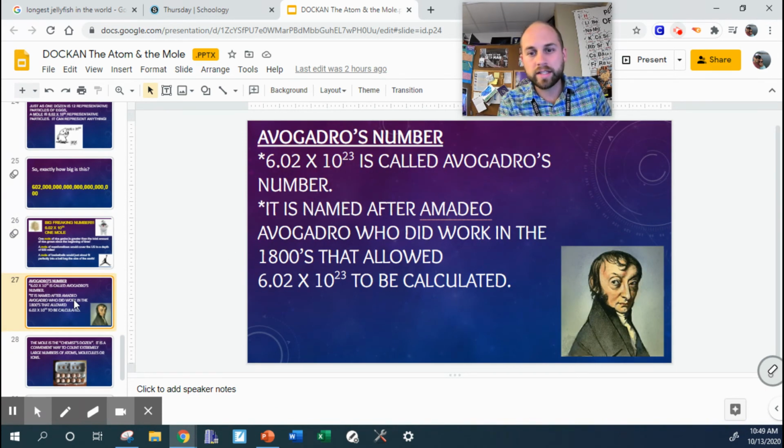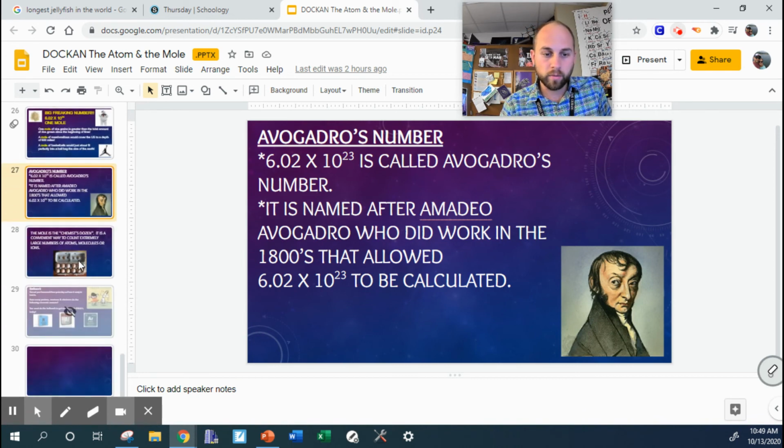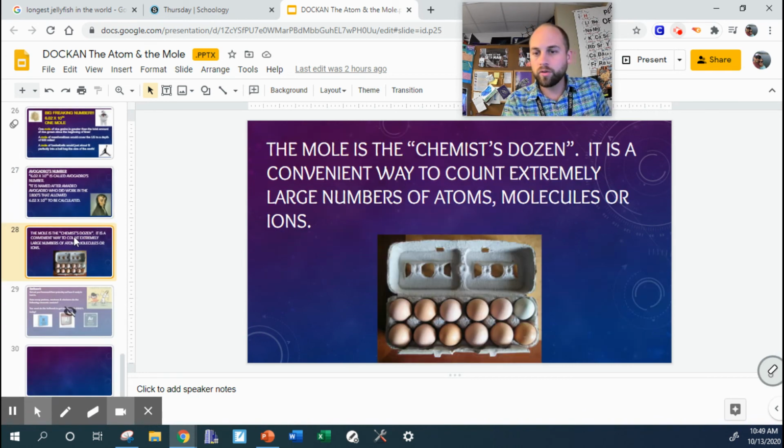The guy who discovered it, his name was Amadeo Avogadro, and he's responsible for coming up with this huge, huge number. It's named after him. And he did the work in order to help us scale up atoms, molecules, and formula units. So we call the mole a chemist dozen. Like we said earlier, a dozen is 12 of something. But if we have a mole, then we have 6.02 times 10 to the 23rd of them.